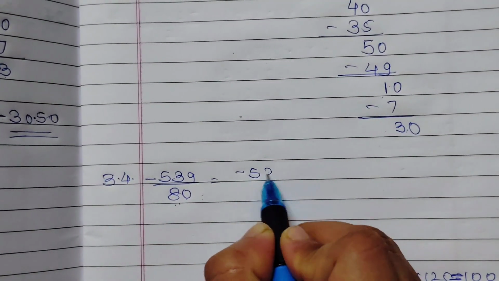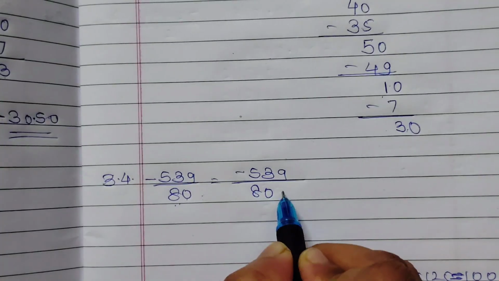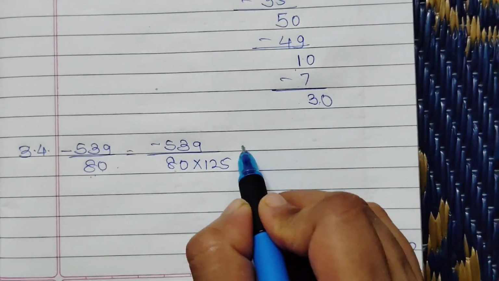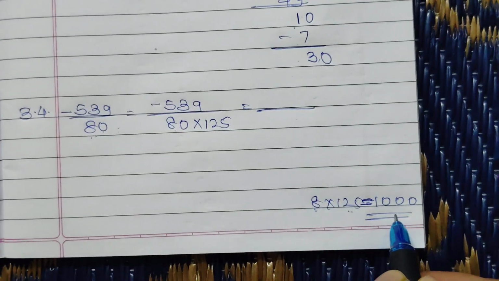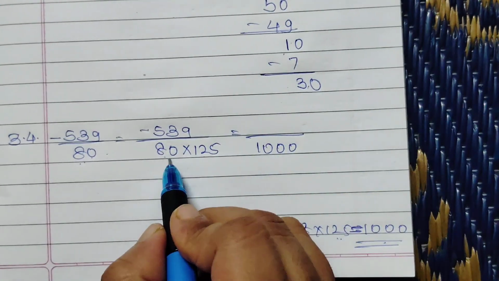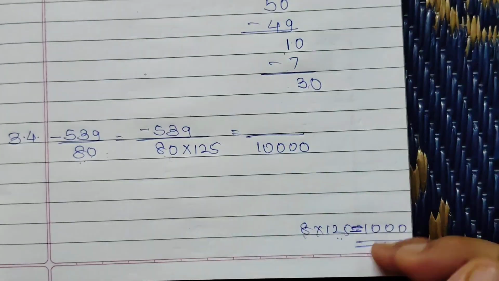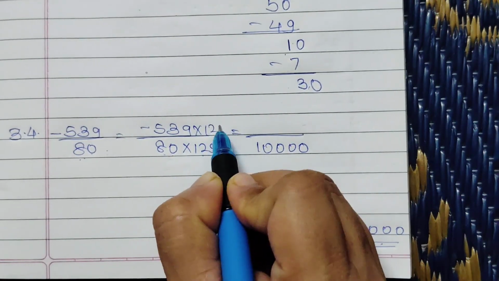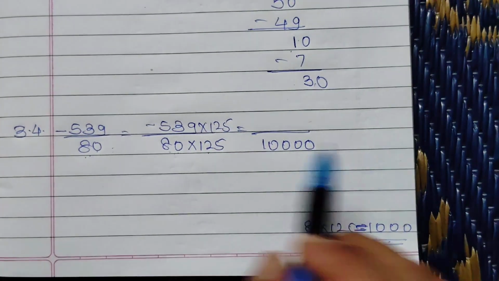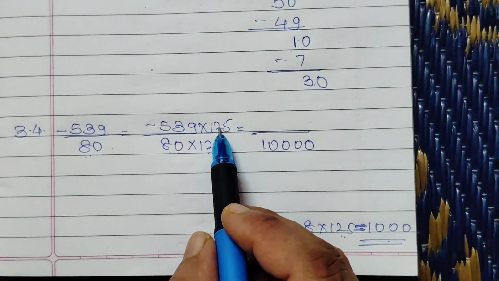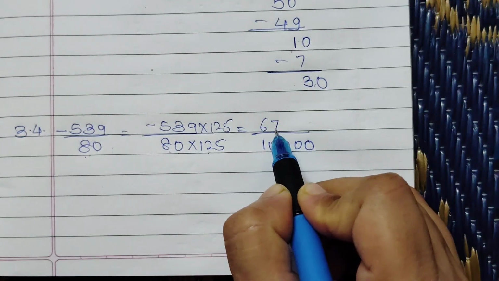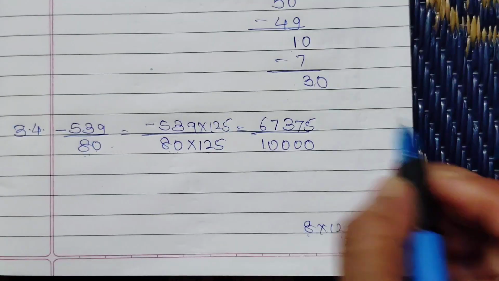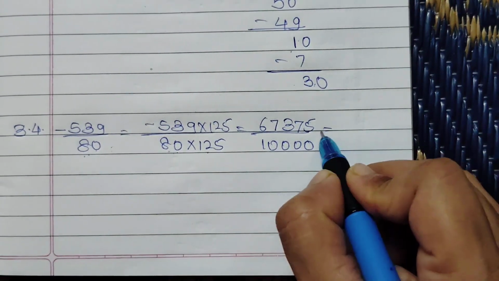So again I will write minus 539 upon 80, and multiply it by 125. See, 8 into 125, what we get? 1000, right? But here it is 80, one more 0 is there, so I will get 10,000. So down I have multiplied by 125, so up also we will multiply by 125. So when we multiply 539 into 125, we get 67,375.